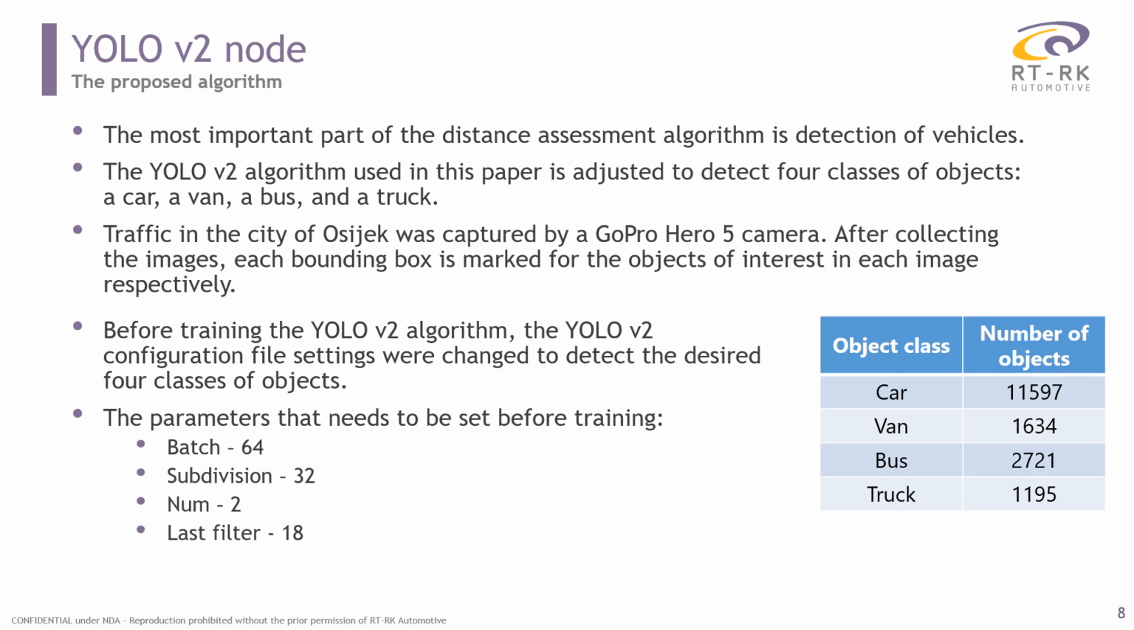In the right table, we can see the number of objects per class that we used for training of the YOLO V2 algorithm. The parameters that need to be set before training are batch 64, subdivision 32, num 2, and last filter 18. The meaning of these parameters is presented in the next slide.